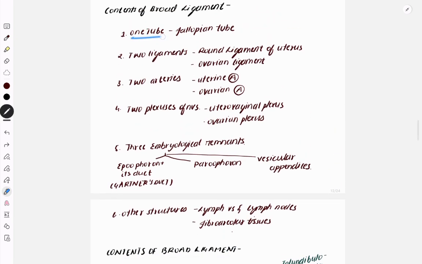So starting from the first, that is one tube, and we have to think logically. The tube which is present in the broad ligament, obviously there is just one tube related to the uterus, and that is the fallopian tube. Ligaments, 2 ligaments will be there. One ligament meant for the ovary, which will be obviously the ovarian ligament, and second one is the ligament which is meant for uterus, and that will be obviously the round ligament of uterus. There will be also 2 arteries. The first one is one for the uterus, that is uterine artery, one for ovary, that is the ovarian artery.